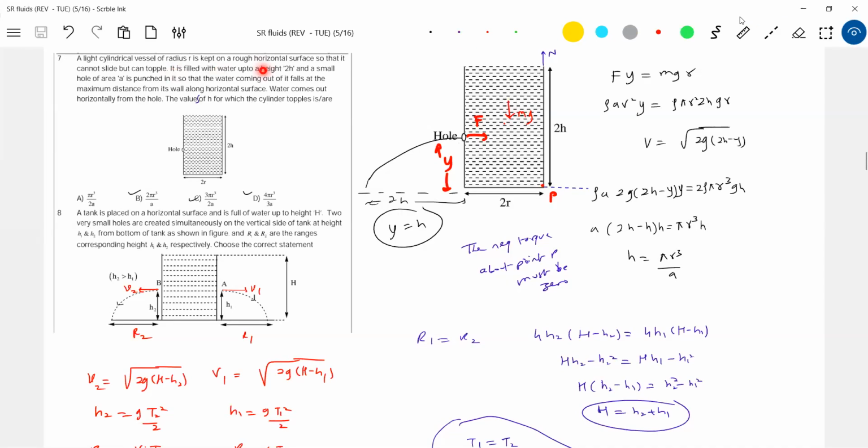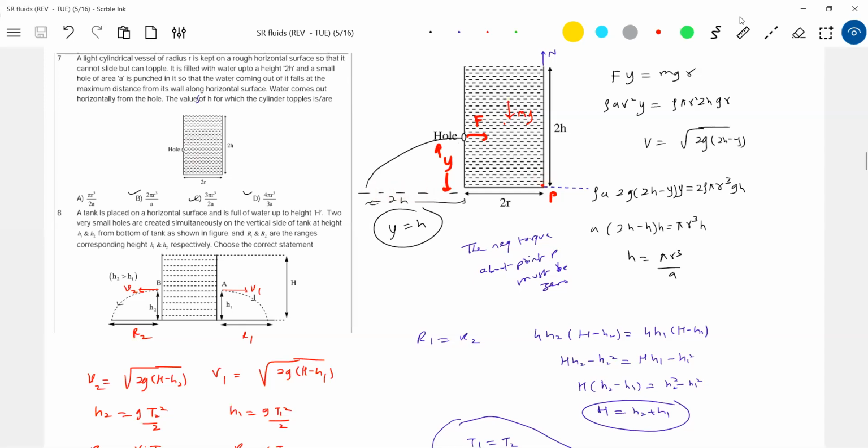It is filled with water up to height h, and a small hole of area is punched in so that water coming out of it falls at a maximum distance from its wall along the horizontal surface. So the hole will be punched at half of the height, so y should be equal to h by 2. Recollect the concept. It is not given where the hole is, but to have maximum range, what is the maximum range? It will be the height of the liquid.